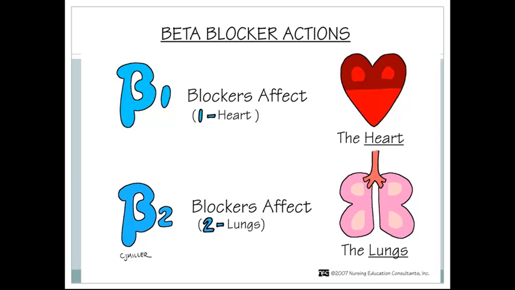So beta blocker actions. There are two different types of beta blockers. There's the beta 1 blockers, which affect the heart, and then there's the beta 2 blockers, which affect the lungs. So you have one heart, but you have two lungs. That's how I always keep it straight.